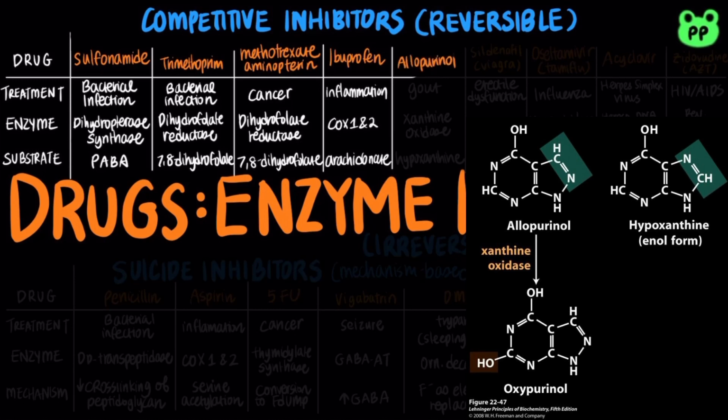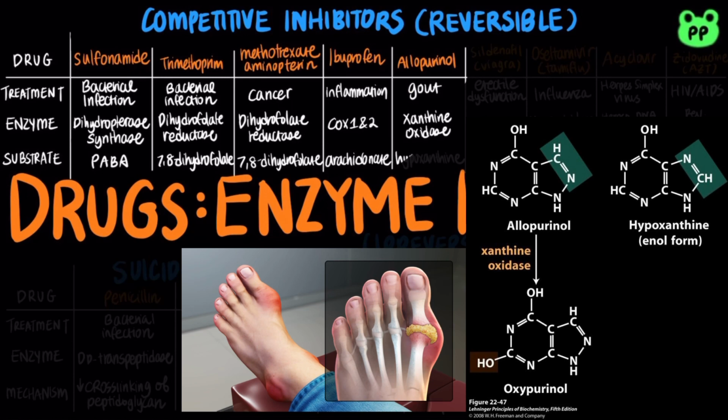Allopurinol is a competitive inhibitor of xanthine oxidase that treats gout by blocking the conversion of hypoxanthine to xanthine, a step in purine nucleotide degradation. Allopurinol prevents the accumulation of uric acid in our body, thus lowering the chance of gout.